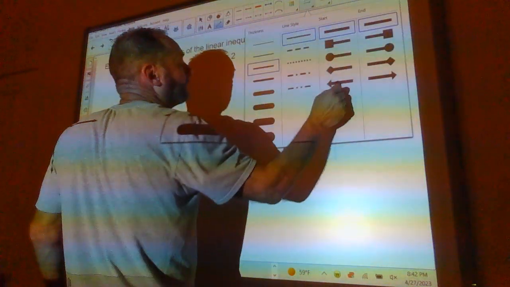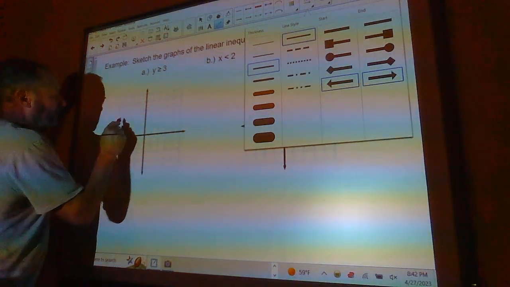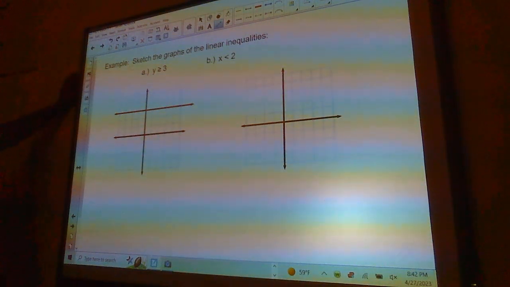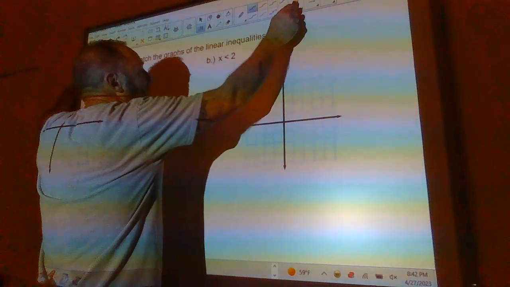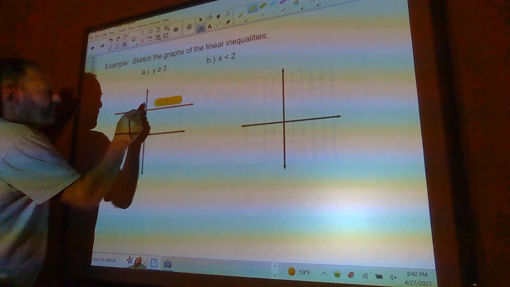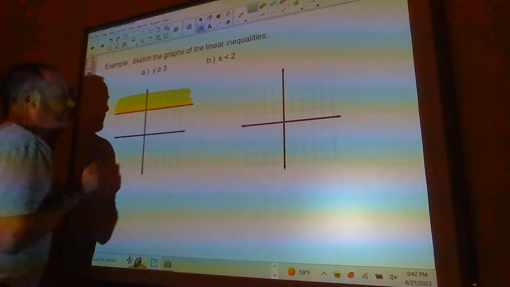Let's do this. Okay, y is greater than or equal to 3, so we go 1, 2, 3. We got a line right here. It's solid because it's greater than or equal to, and we want to shade the greater than side. So we're going to shade everything up here.